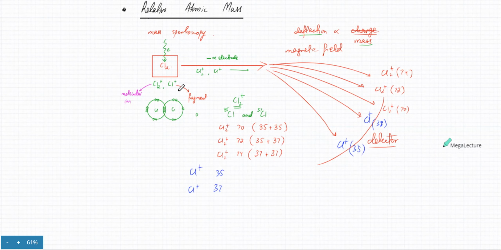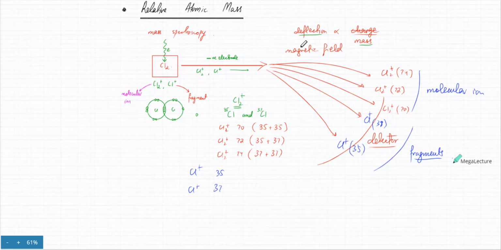So these are your molecular ion, and the ones over here are your fragments. So we're going to focus on the fragments. Based on the deflection, you get the mass of these particles.